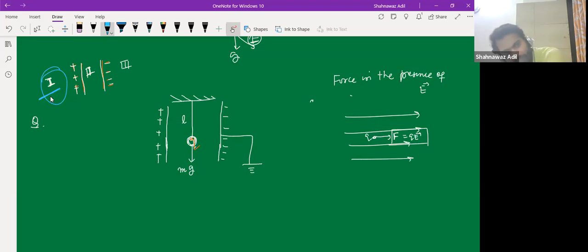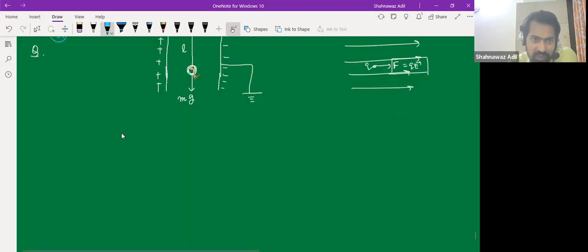What is the electric field? Sigma by epsilon naught. Let me tell you that this is zero, this is zero, and only inside we have the electric field, which is sigma by epsilon naught. This I have discussed already. Okay, let me tell you again.